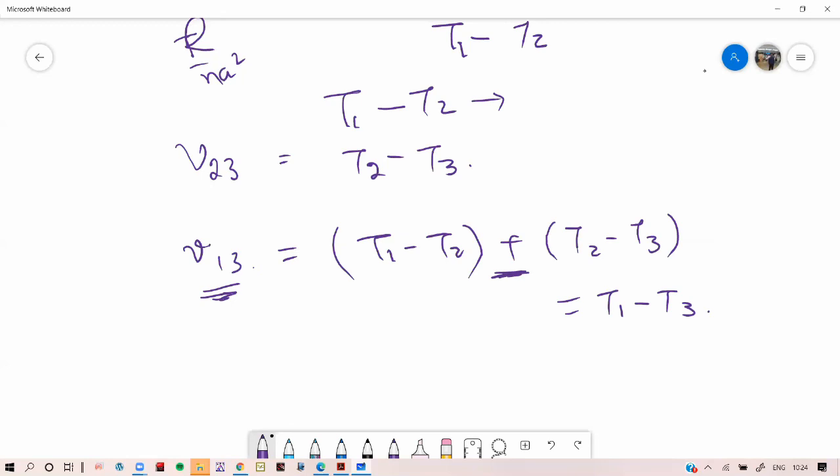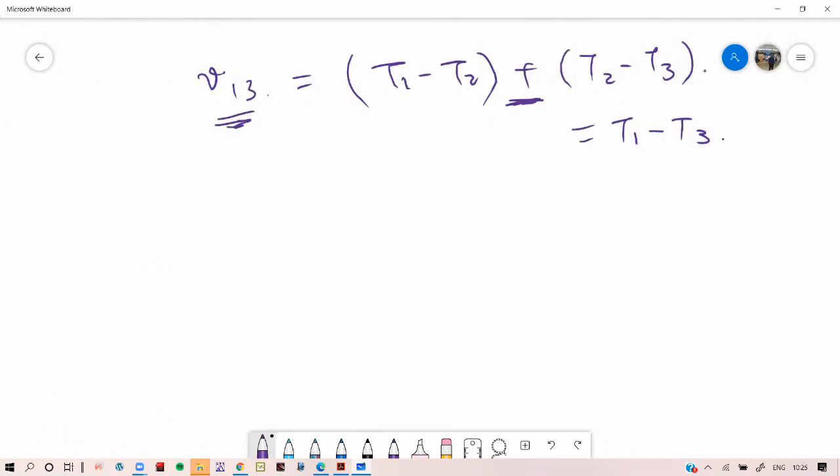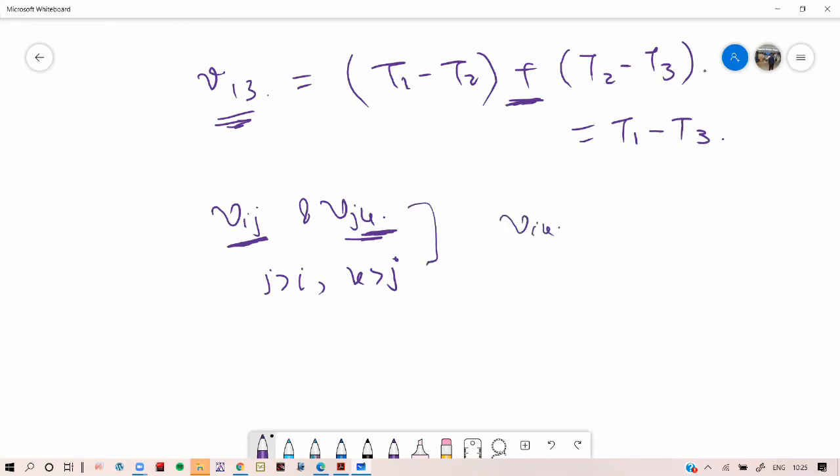Ritz's combination principle states that if we have lines at frequencies νij and νjk, two frequency lines existing in the spectrum with j greater than i and k greater than j, then there will usually be another line at νik, where νik is equal to νij plus νjk. This is the combination principle.